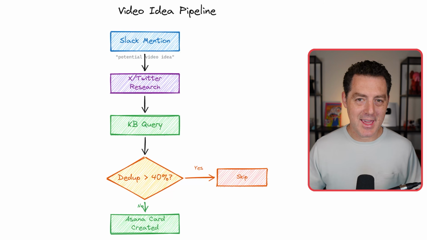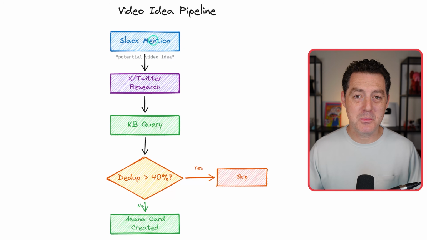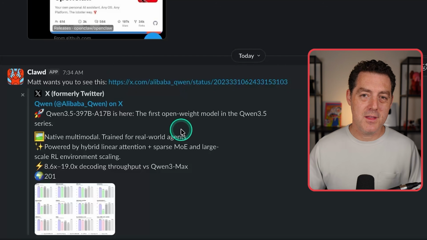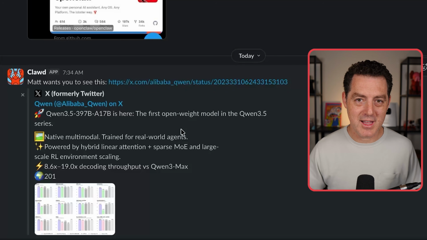All right, the next thing, again, another one of those things that just builds off of everything else, is my video idea pipeline. So in Slack, as we're talking about different articles, sometimes we think, hey, this could be a good video idea. Let me show you an example of what that might look like. So here, Matt wants you to see this. This is an article that I put in the knowledge base that got cross-posted to Slack, showed my team.